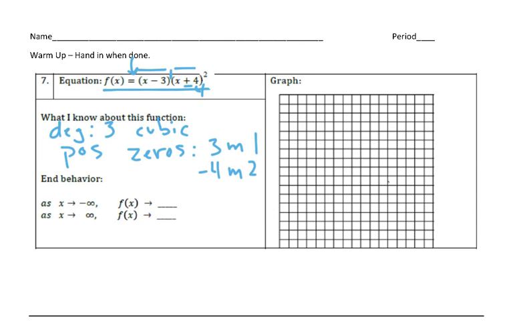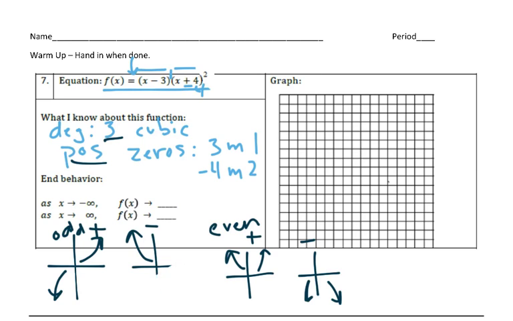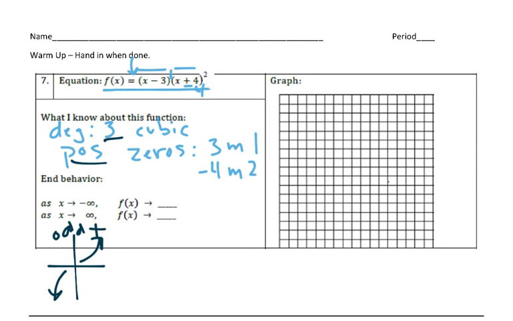Okay, so next thing we can do is take a look at that end behavior. Remember with end behavior, if it's an odd degree and positive, to the right we go up, to the left we go down. If it's negative, to the left we go up, to the right we go down. If it's an even degree and positive, then we both go up. And if it's negative, then they both go down. So looking at ours, we have an odd degree that's positive. So ours is going to follow this on the left.